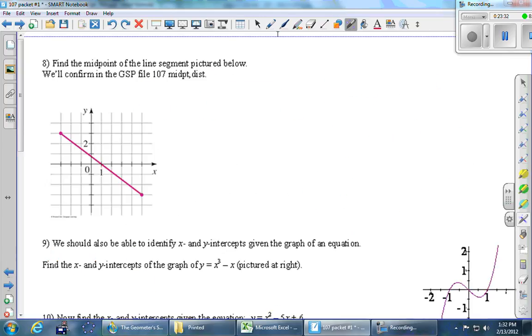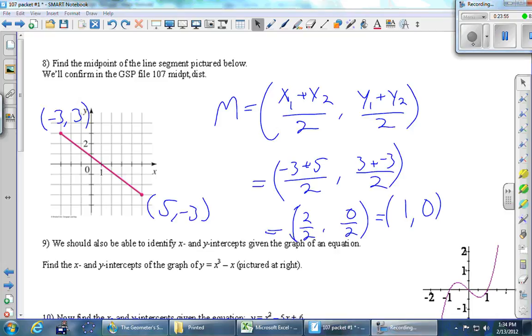Let's try the next page, number 8. Who is our reader for number 8? Is it Megan? Okay, can you guys use the formula that we just talked about to find the midpoint of that line segment? All right, did we get 1, 0? Any questions on this one? Any questions on the midpoint?